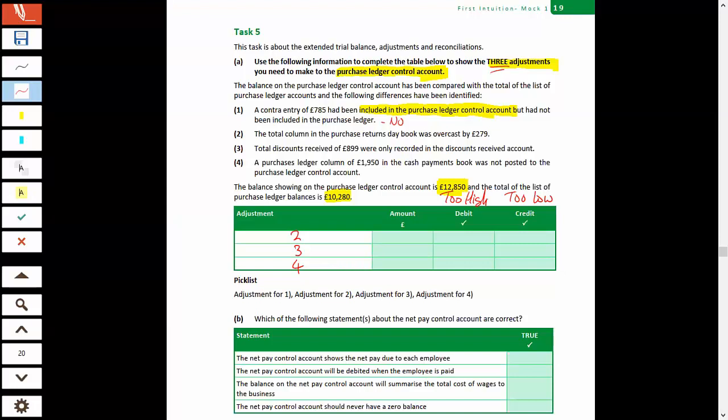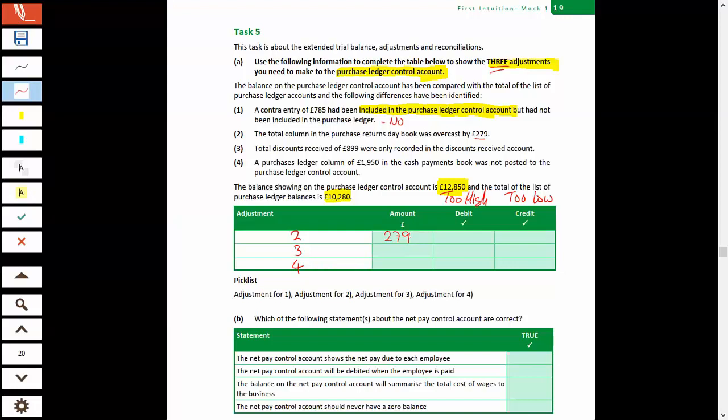Okay, let's take a look. So we know transaction 2 was the total column in the purchase returns day book. That was overcast by £279. So straight away we can pick up easy marks. Let's transpose that figure over. And then let's apply the logic that we have just had. So we're saying that the total in the purchase returns column was overcast. So it wasn't omitted, it was overcast, which means we've overstated how much discount we've received.